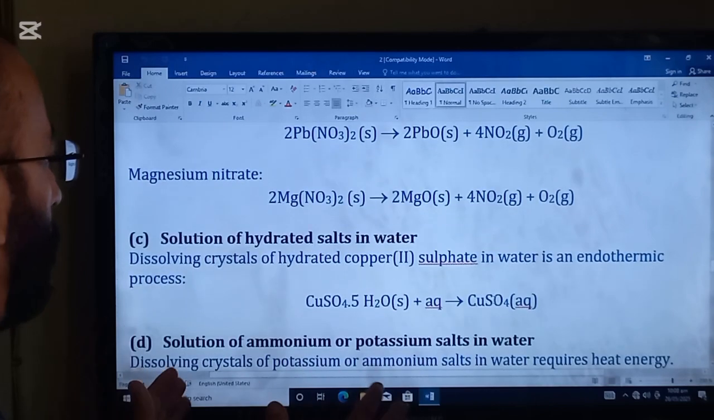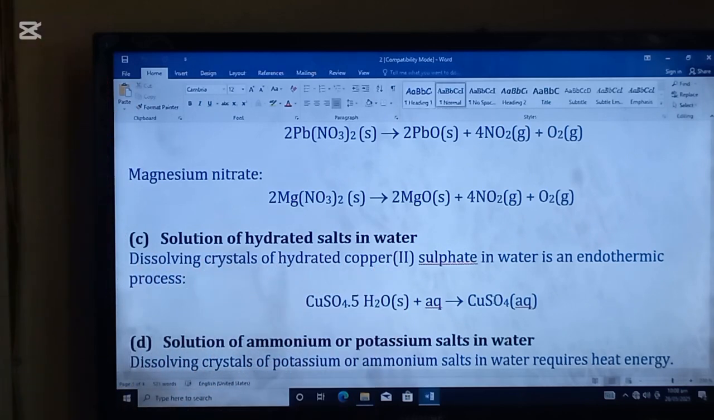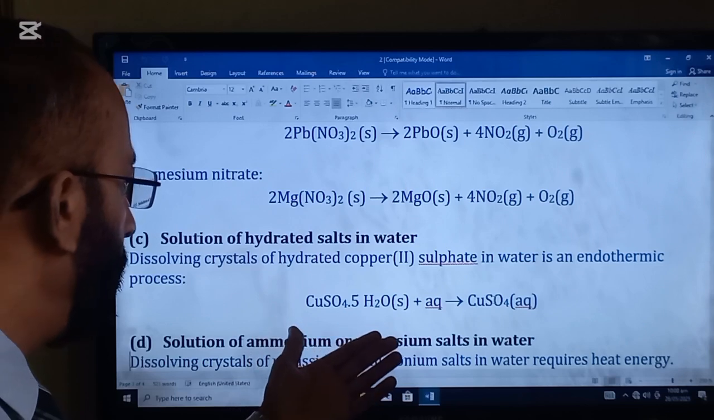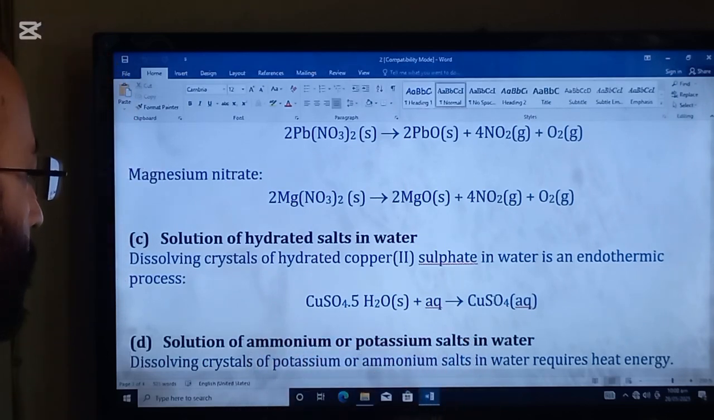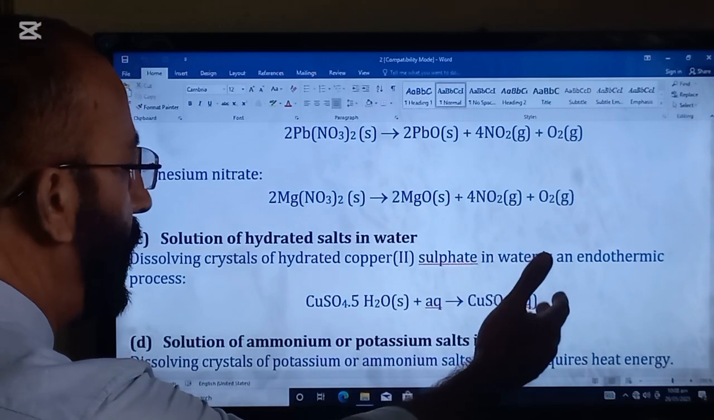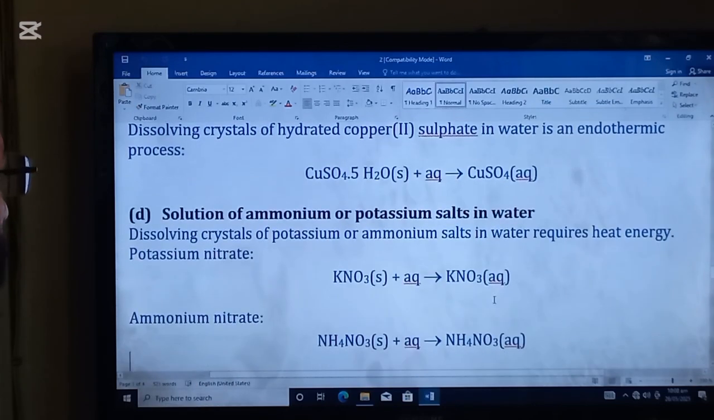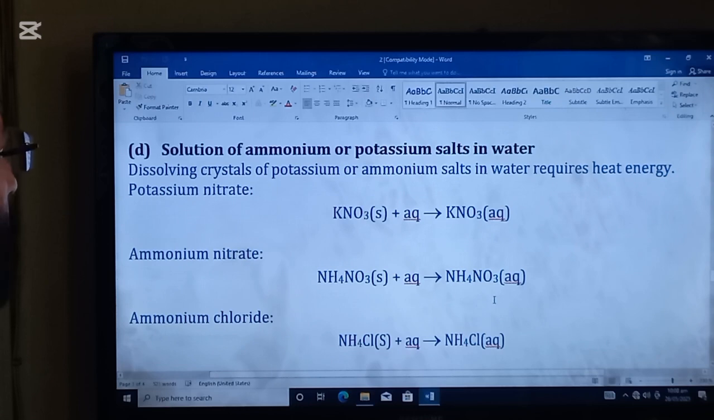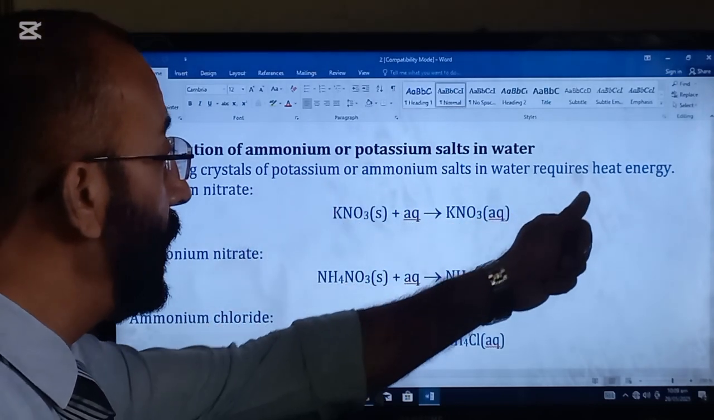Next example of an endothermic reaction is solution of hydrated salts in water. So, anhydrous forms the hydrated salts. Dissolving crystals of hydrated copper sulfate in water is an endothermic reaction. Next example is of solution of ammonium or potassium salts in water. Dissolving crystals of potassium or ammonium salts in water requires heat energy.